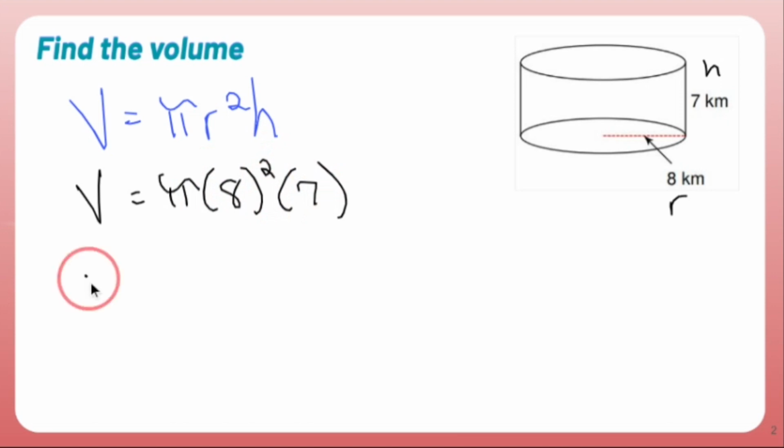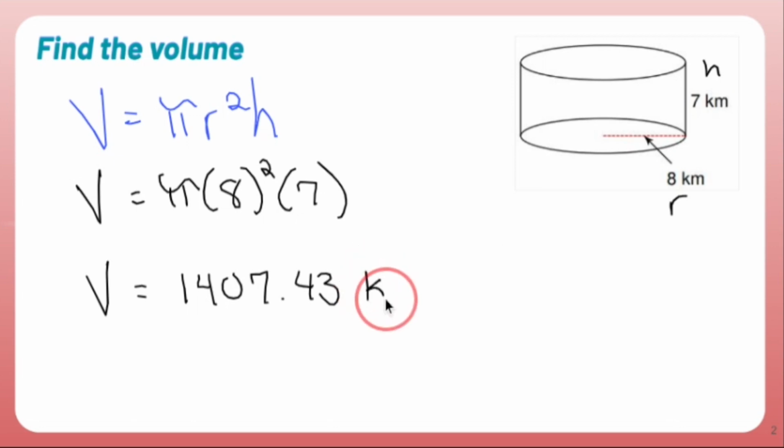So I did that. I went off to the side and I got 1,407.4335. So I'll leave it at 0.43. Now, what you don't want to forget is your units. This is volume and it gives you kilometers. So you are going to use cubic kilometers.